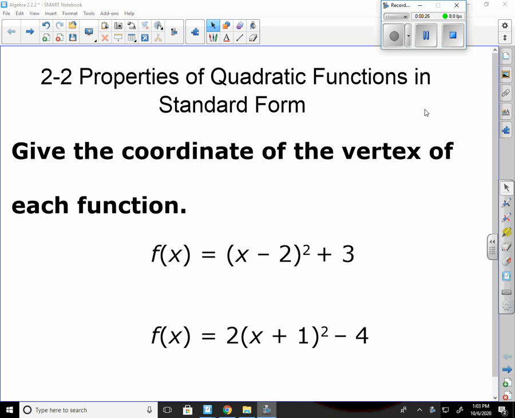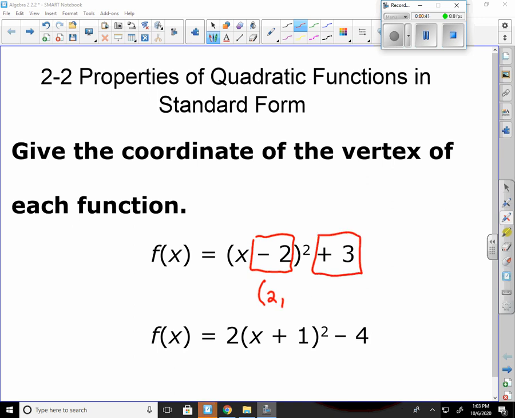In order to find the vertex of the function, we take the opposite of the number inside parentheses. So that's a minus 2, so it's going to be a positive 2. And then keep this the same, positive 3. Remember, opposite h, same k. This one would be negative 1, negative 4.